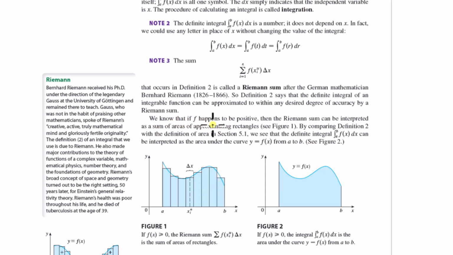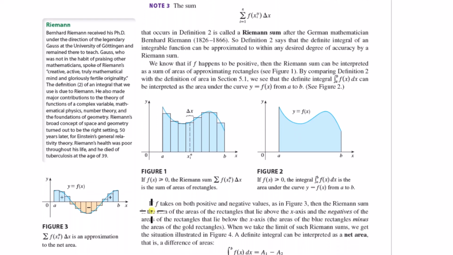We know that if f happens to be positive, then the Riemann sum can be interpreted as a sum of areas of approximating rectangles. By comparing definition 2 with the definition of area in section 5.1, we see that the definite integral can be interpreted as the area under the curve. Okay, that's what I just said.